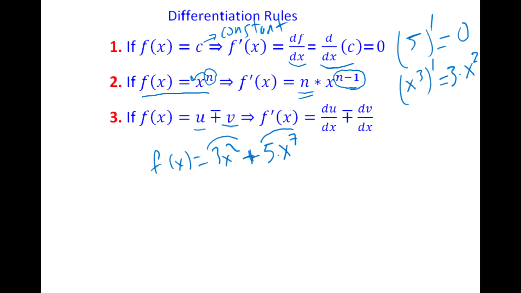If we have something like that, then we can take the derivative separately, like take the derivative of u with respect to x, and then take the derivative of v with respect to x, and then if the sign between u and v is negative, then just put negative here also. If the sign between those functions is positive or plus, then we just put plus here also.